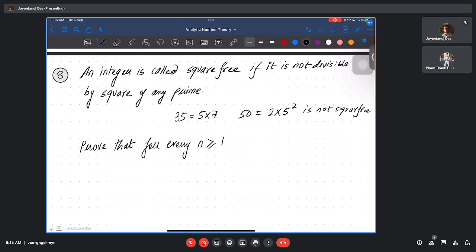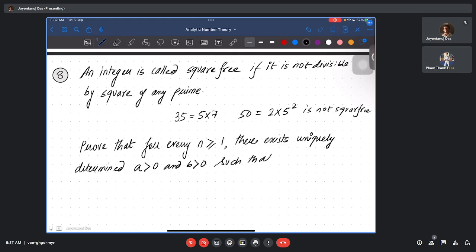n greater than or equal to 1, there exist uniquely determined a positive and b positive, such that I can write n as a squared times b, where b is square free. The question is clear, right? So for any given natural number, I can always write it in this form, a squared times b, where b is square free.